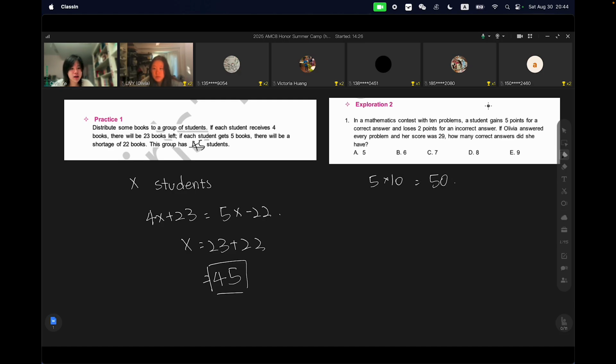So Olivia answered every problem and her score was 29. So you might think that we just have to subtract 29 from 50 and divide it by 2, but we find out that 21 is actually not divisible by 2, which shows that that method is wrong.